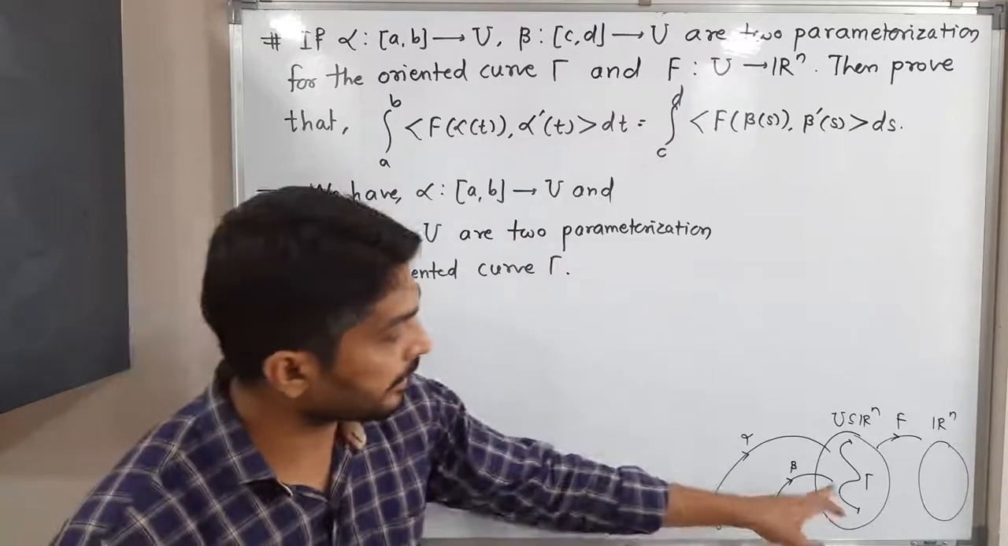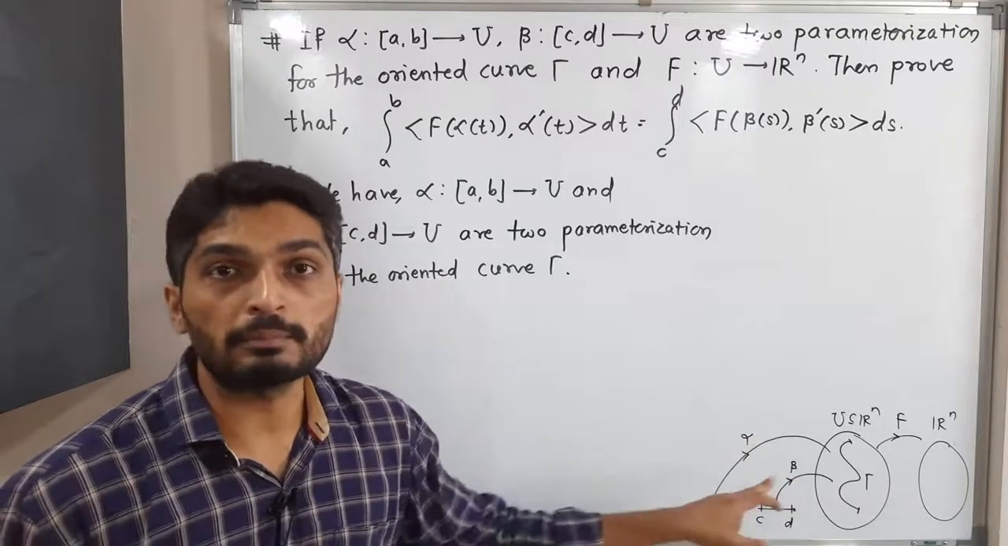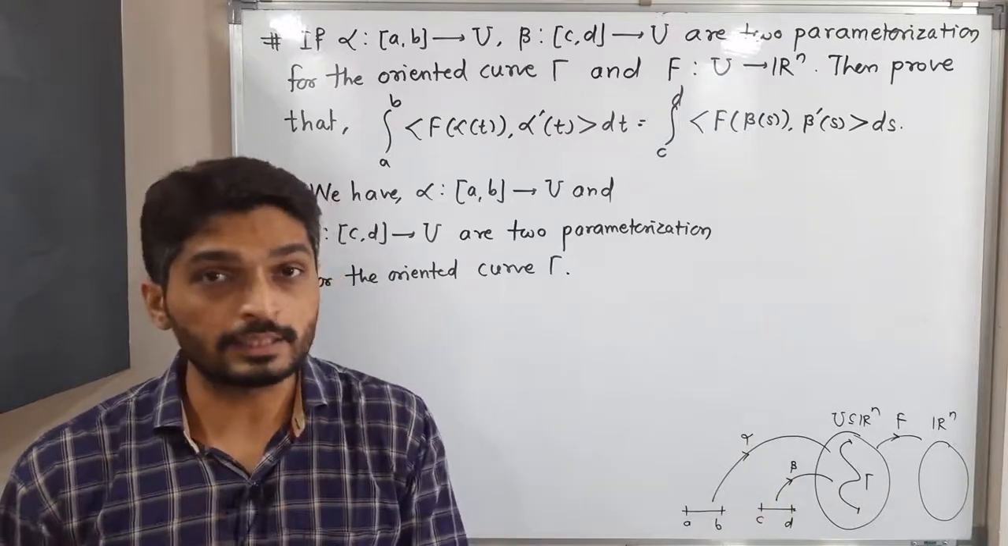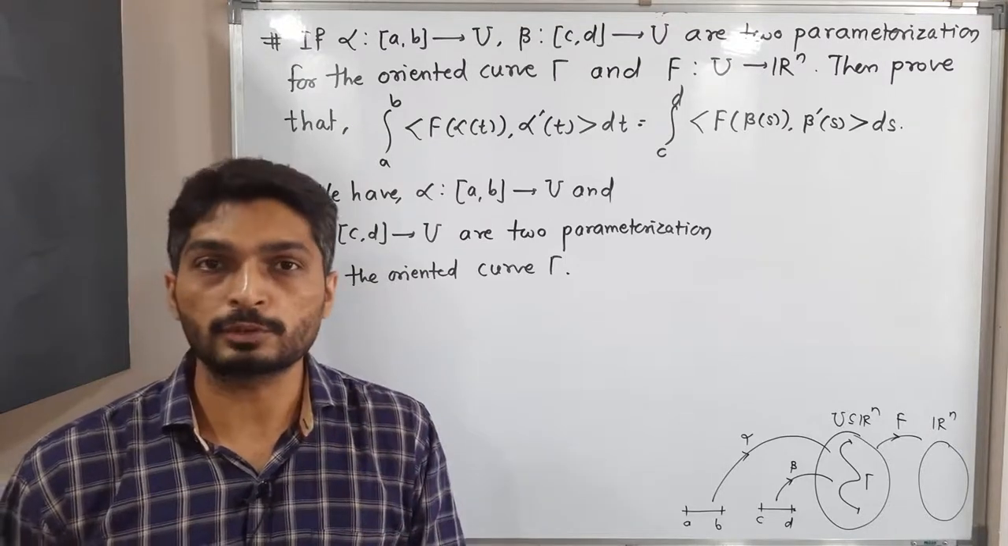So gamma is a curve and alpha and beta are the two parameterizations. Alpha is defined on closed interval AB and beta is defined on closed interval CD. So this is the given information. Alpha and beta are O equivalent. This is also additional information we have.